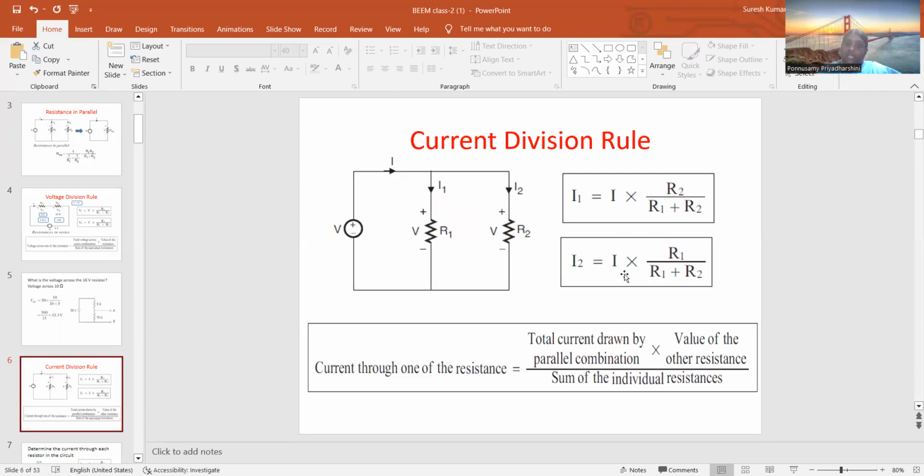And I2 is equal to I into R1 by R1 plus R2. This R1 resistance I have to consider. That is the opposite resistance we have to consider. So total current drawn by parallel combination into value of the opposite resistance by sum of the individual resistances.